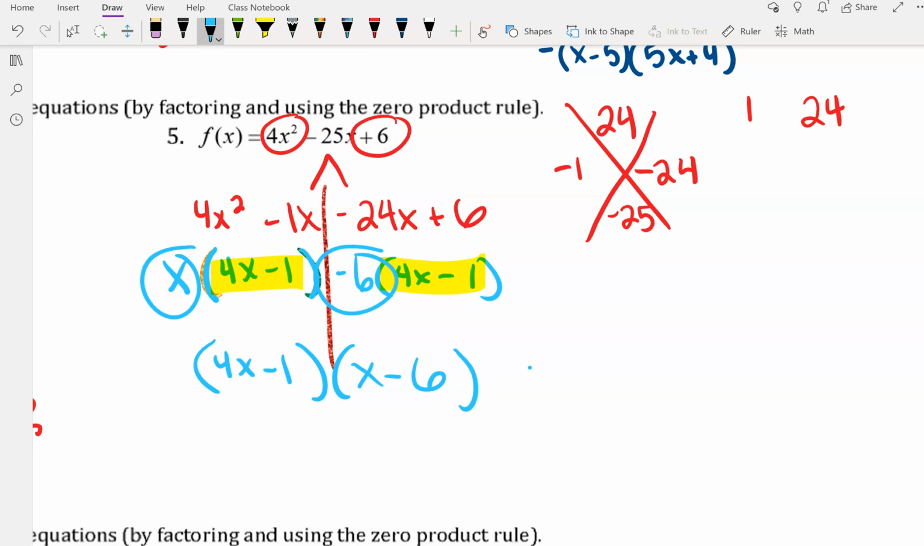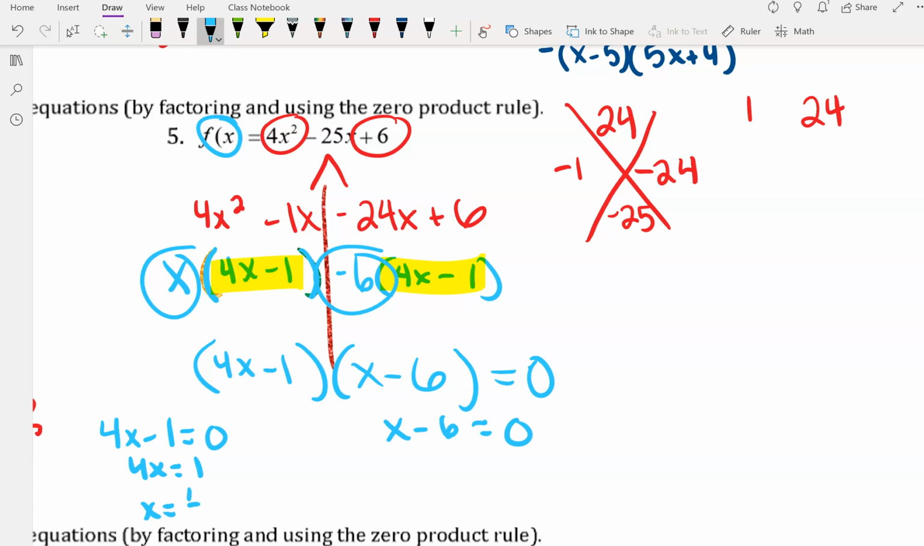Remember, we're supposed to be finding the zeros, which means we set each factor equal to 0. 4x minus 1 equals 0, and x minus 6 equals 0, and then we solve. Add 1 to both sides, 4x equals 1. Divide by 4, x equals 1/4. Add 6 to both sides, x equals 6.